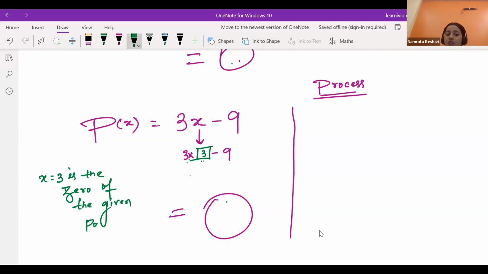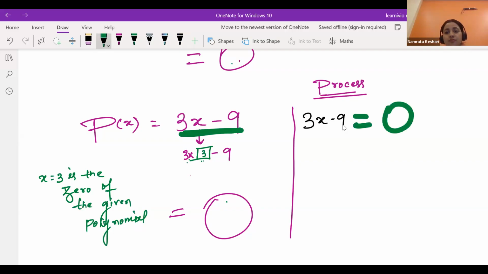And there is a process of finding the 0. Let me tell you the process now. The process is whatever polynomial you are having, just write it, and write is equals to 0 by yourself, and find the x value from here. Please solve this equation. 3x minus 9 is equals to 0 and tell me the x value. Pranav and Naisha, solve it and tell me the x value.